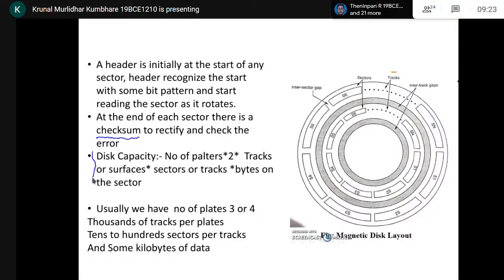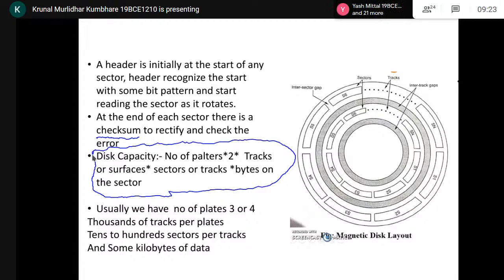What is disk capacity? Disk capacity is the number of platters times 2, where 2 is for the surfaces, and then times tracks, times sectors, times bytes. Usually we have a number of platters, something like 3 or 4, thousands of tracks per platter, some tens to hundreds of sectors per track, and some kilobytes of data.